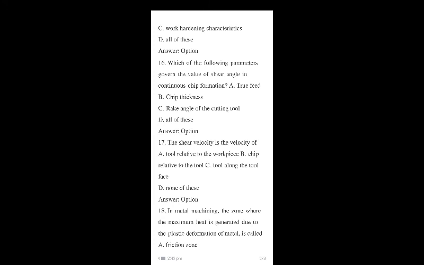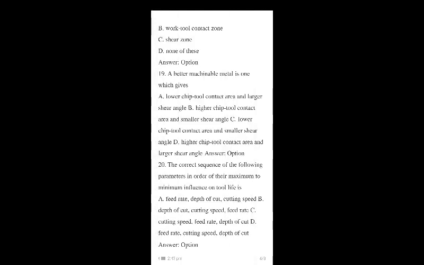Which of the following parameters govern the value of shear angle in continuous chip formation? So here also all of these, option D is there for question number 16. 17, the shear velocity is the velocity of... here none of these is there for question number 17. So for 18, in metal machining, the zone where the minimum heat is generated due to the plastic deformation of metal is called a shear zone. A better machinable metal is one which gives lower chip tool contact area and larger shear angle. Okay, so for question number 19, option A is correct.